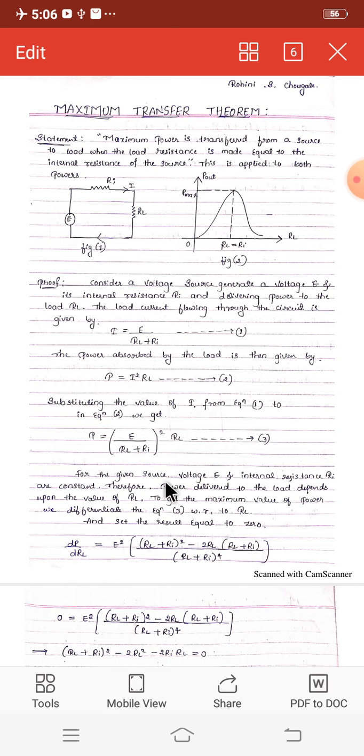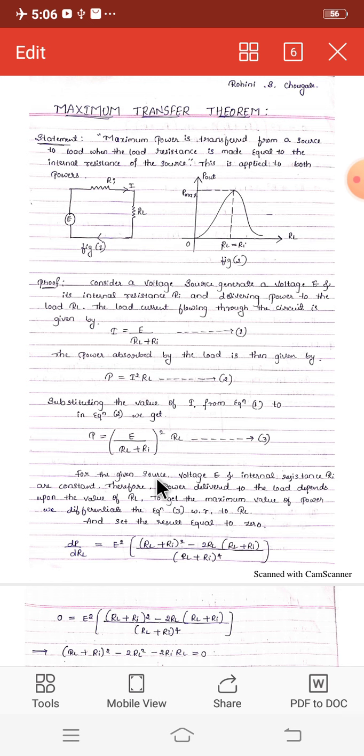Now for the given source, voltage E and internal resistance Ri are constant. In this expression, E and Ri are constant. Therefore, the power delivered to the load depends upon the value of RL. To get the maximum value of power, we differentiate equation 3 with respect to RL. Using the value of I, we can find the value of P. So substitute the value of I in this equation, where E and Ri are constant, and differentiate this equation with respect to RL, that is, with respect to the load.